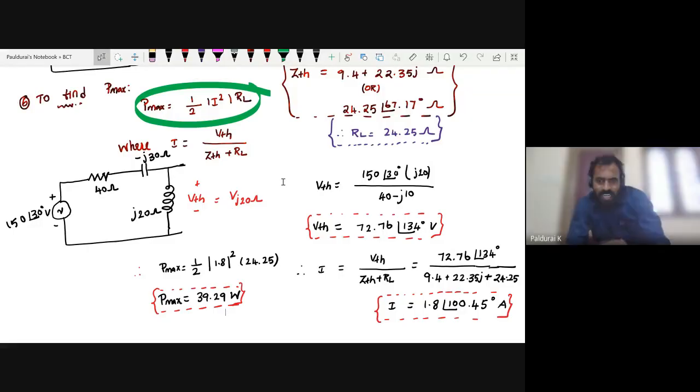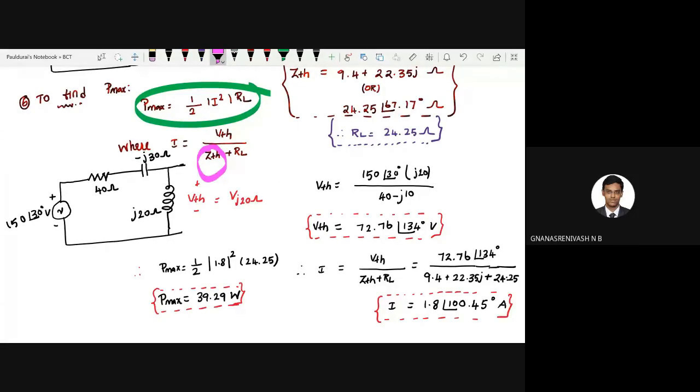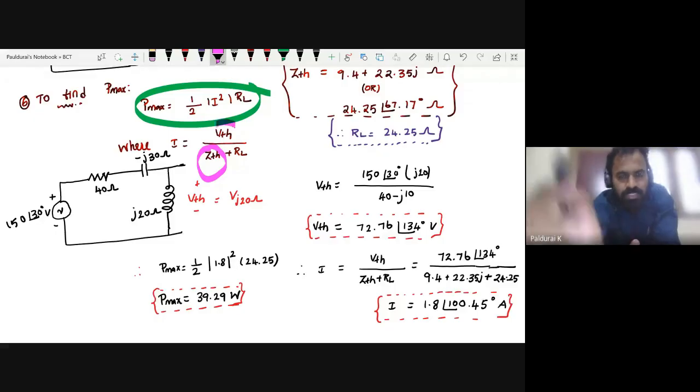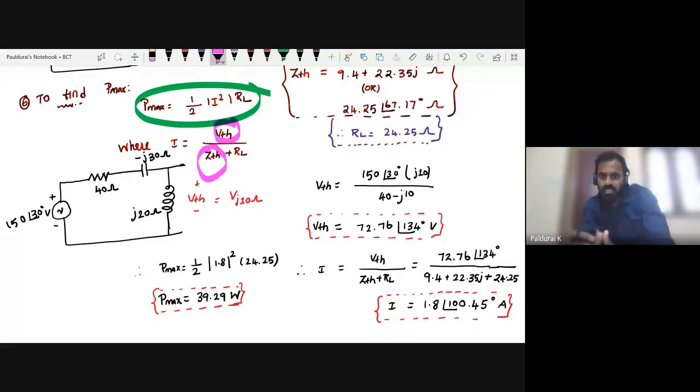I add the angle also, because ZTH is again a complex number, right? VTH divided by ZTH plus RL. See, this ZTH is complex, right? Yes sir. So here also go with the complex, I mean add the angle also. If you don't give an angle for VTH, then automatically it will take 0 as the angle. Can you understand?